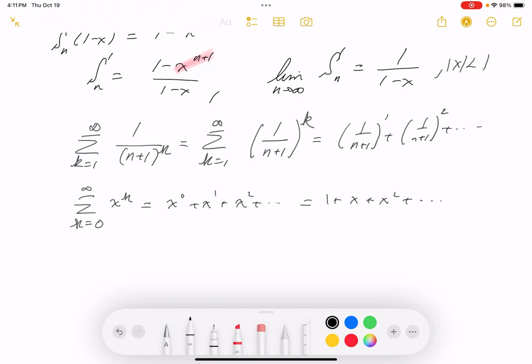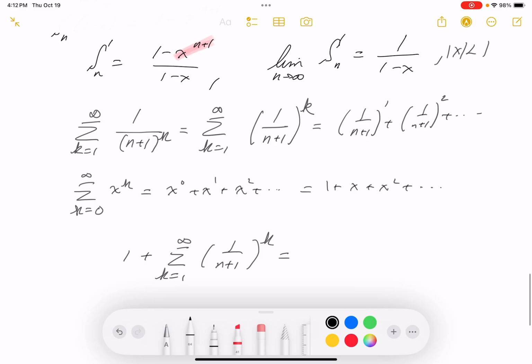So I'm not too concerned about that. I mean, I could write down 1 plus this. I'll write over here 1 plus the sum, k equals 1 to infinity, and this would be 1 over n plus 1, to the k. And that would be geometric now. What do I mean by that? It's 1 plus blah, blah, blah. So I could certainly make it look like that. I'm not too concerned about that.